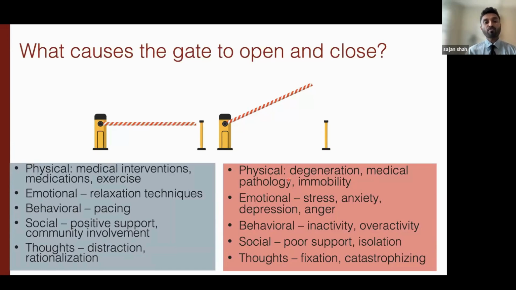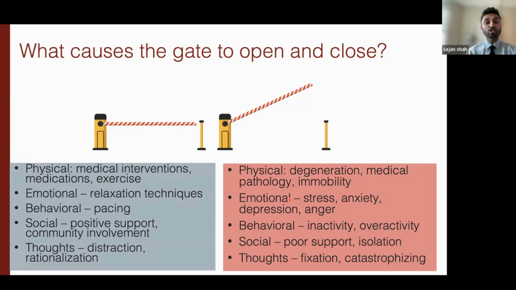Physically, this could be any sort of degeneration. This could be things like arthritis, as you may or may not have heard you or your loved ones having. It could be medical pathology, diabetes, other medical conditions, cancer, for example. It could also be immobility, not moving too much. This can cause your body to deteriorate and can cause this gate to open.